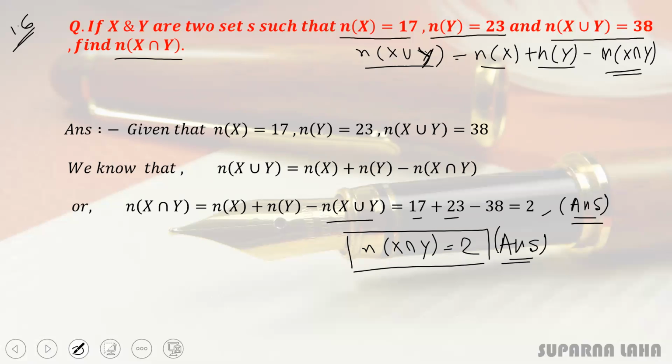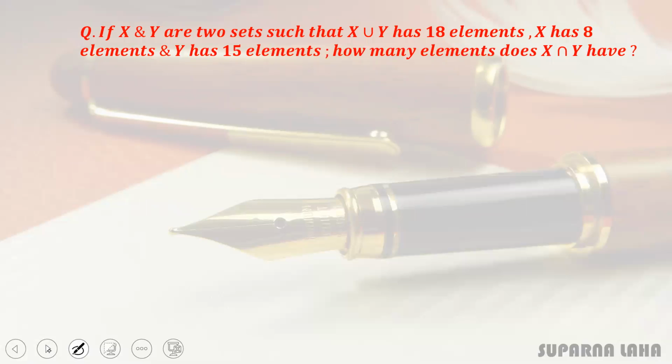So moving to the next problem. This is also from exercise 1.6 NCERT. So the question is, if x and y are two sets such that x union y has 18 elements, x has 8 elements, y has 15 elements, how many elements does x intersection y have?